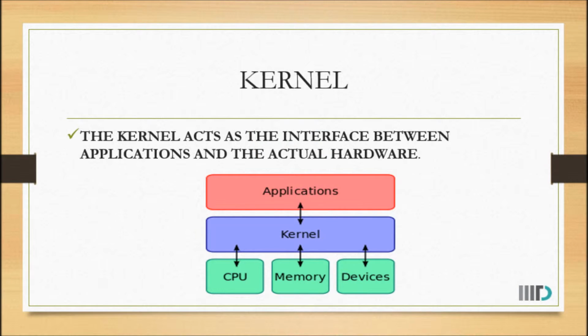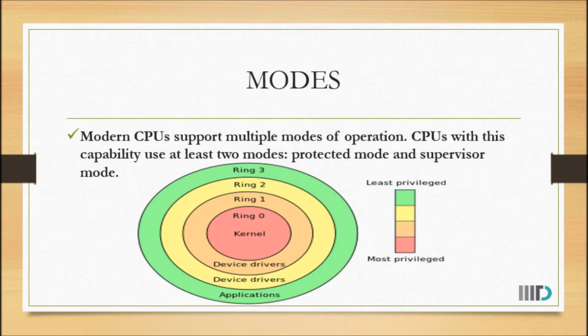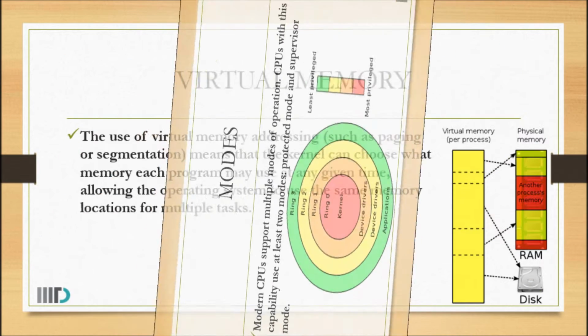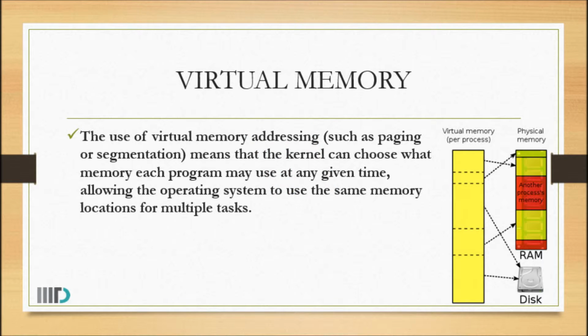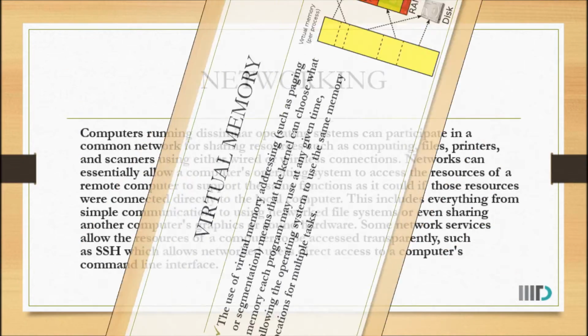Kernel. The kernel acts as the interface between applications and the actual hardware. Modes. Modern CPUs support multiple modes of operation. CPUs with this capability use at least two modes: protected mode and supervisor mode. Virtual memory. The use of virtual memory addressing means that the kernel can choose what memory each program may use at any given time, allowing the operating system to use the same memory locations for multiple tasks.